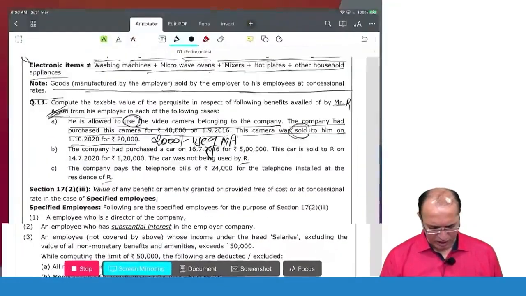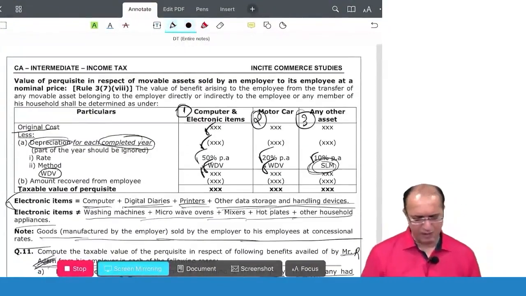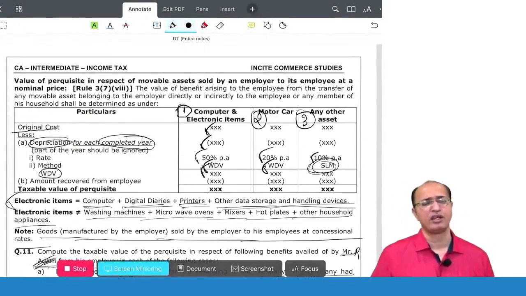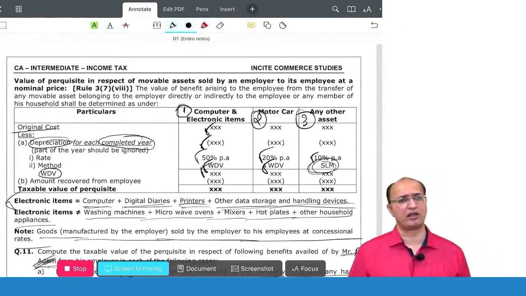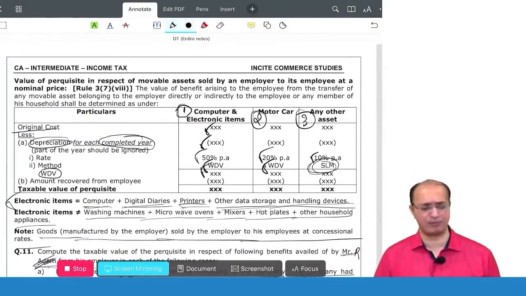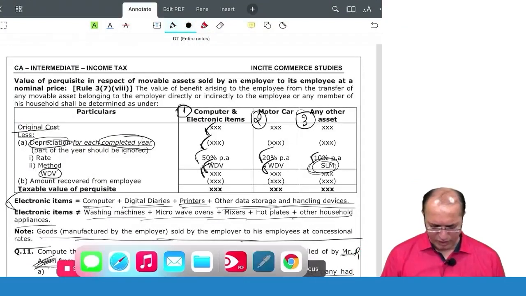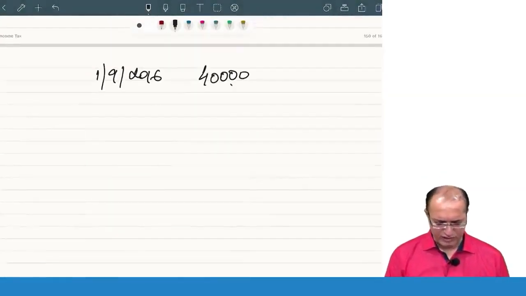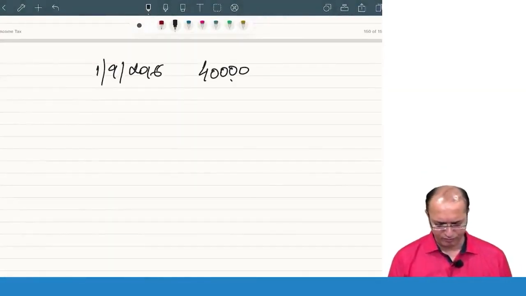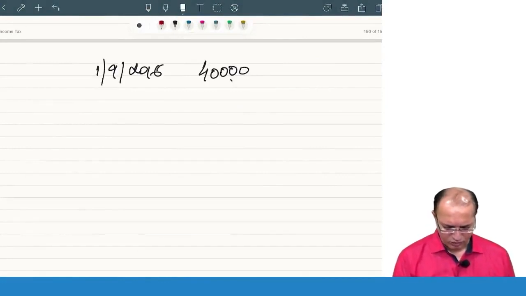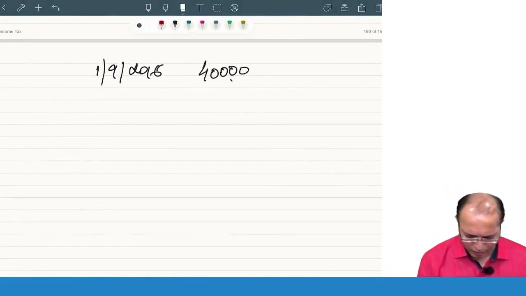Now you tell me, for transfer of movable asset, this camera will belong to which category? Any other asset. So you have to calculate depreciation at 10% by SLM method. Now first of all you calculate the period. On which date this camera was sold to the employee.